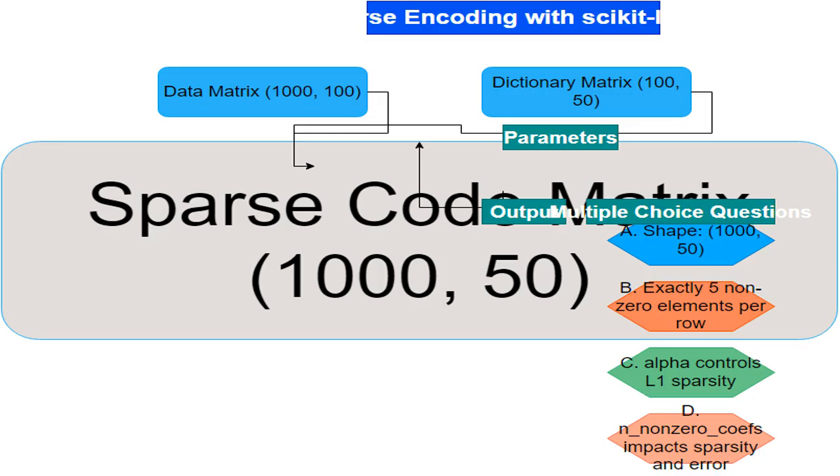This is the result. It's another table, this time with 1,000 rows, one for each data point, and only 50 columns. Each row contains the coefficients, the weights of each atom from the dictionary, that combine to reconstruct the corresponding original data point. It is much smaller than the original data, which is the beauty of sparse encoding.